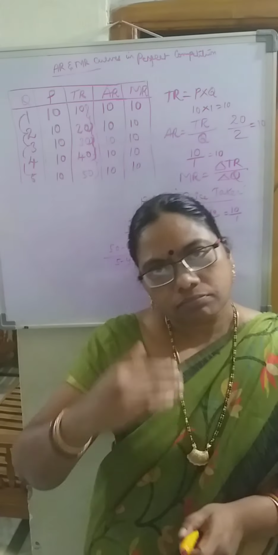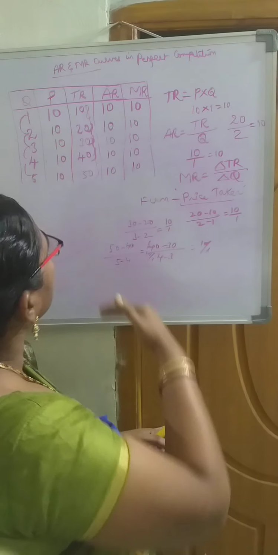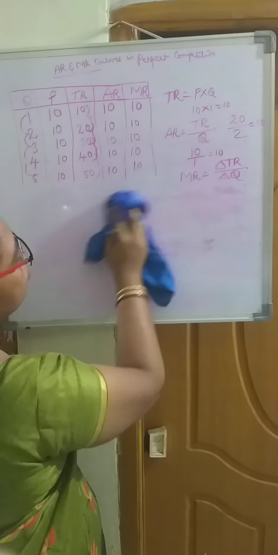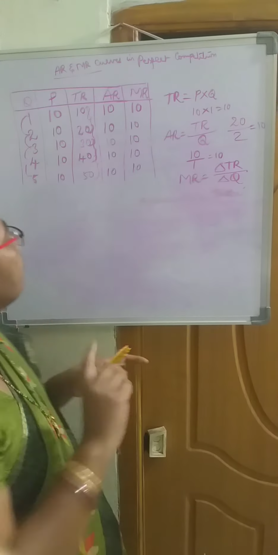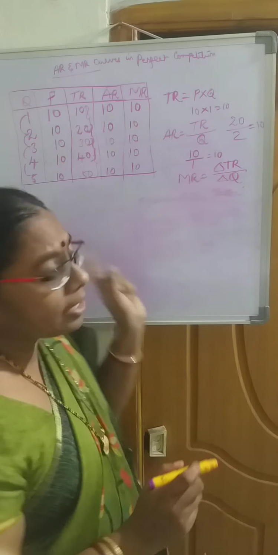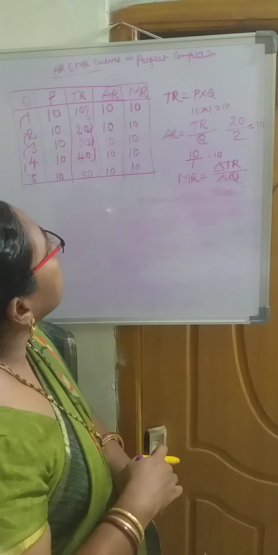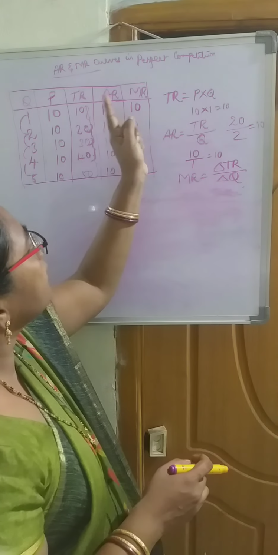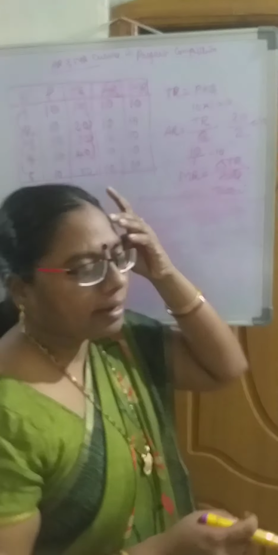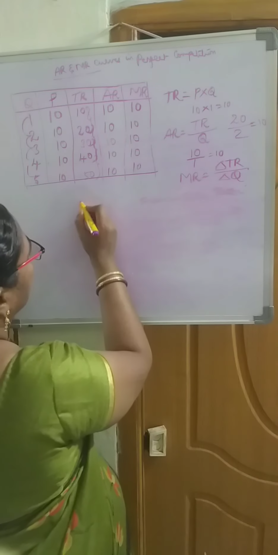In this way you can draw or take the figures, as many as you need. Now, with the help of this table, for which I have just taken 5 units, we can draw a diagrammatic representation and we can get the AR and MR curves. We can also draw the total revenue curve, but here we are dealing with AR and MR curves in perfect competition, so we'll take AR and MR curves.